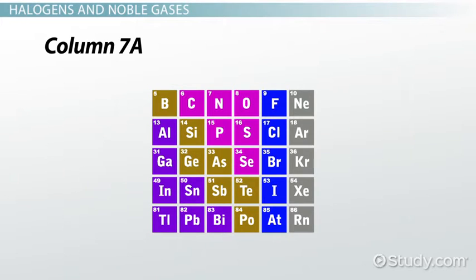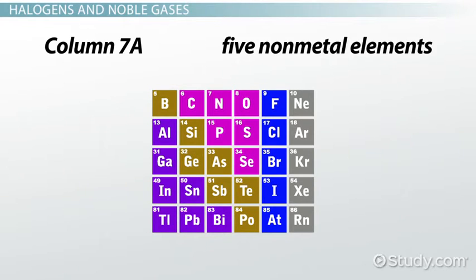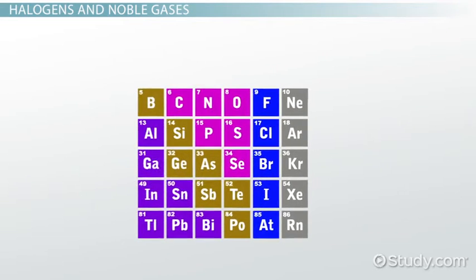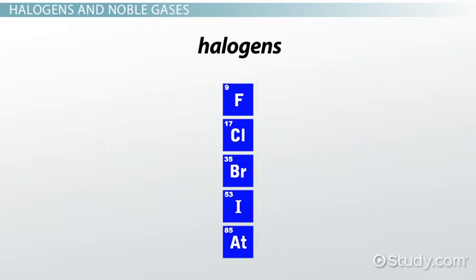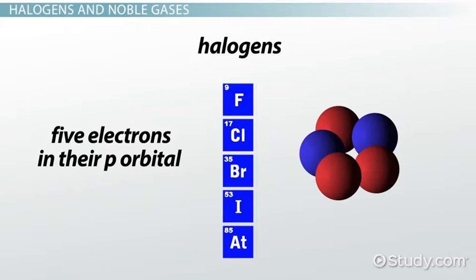Column 7A is made of 5 nonmetal elements with very similar properties. Collectively, these p block elements are known as halogens. They have 5 electrons in their p orbital and are known for being extremely greedy for electrons.